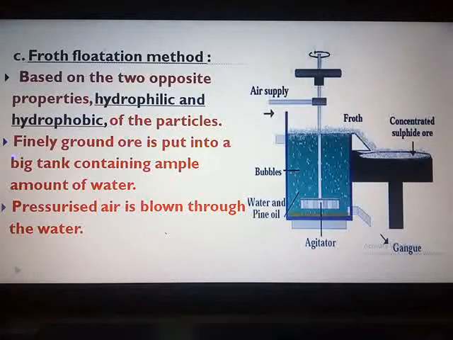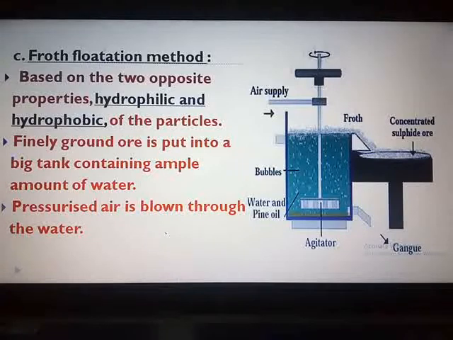Hydrophilic means the substances which are attracted towards water. On the other hand, hydrophobic, phobia means you run away from that thing. So the substances which repel water are called hydrophobic. Now here the particles of the metal sulfides, due to the hydrophobic property, get wetted mainly with oil, while due to the hydrophilic property, see both the opposite properties are here, the gangue particles get wetted with water, and by using these properties, certain ores are concentrated by the froth flotation method.